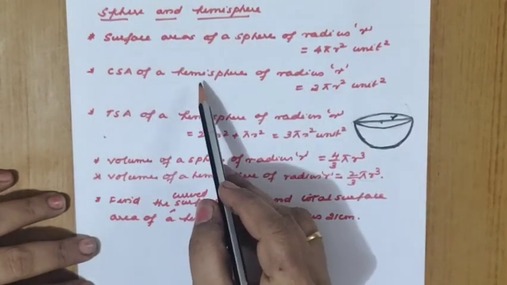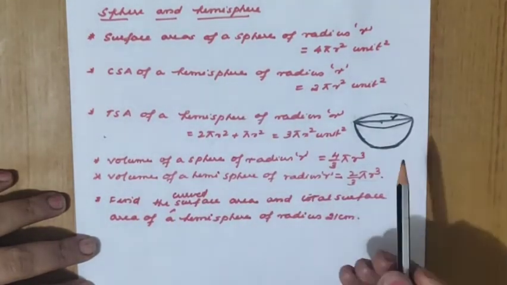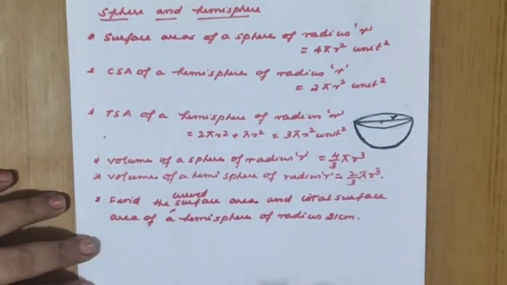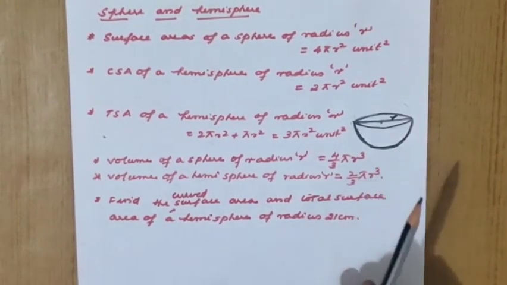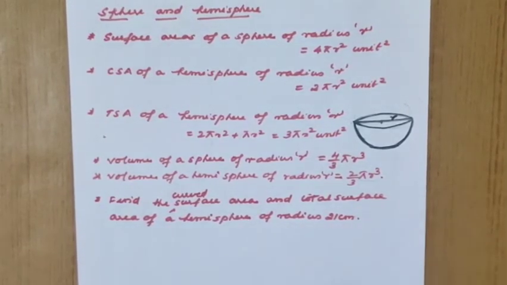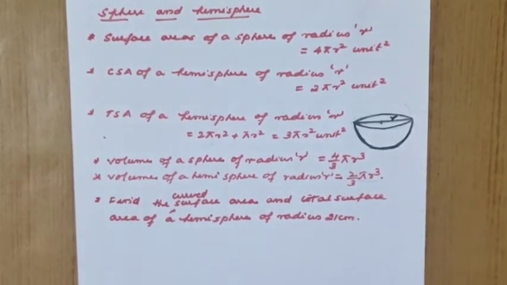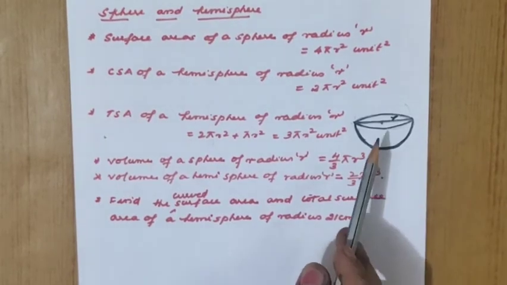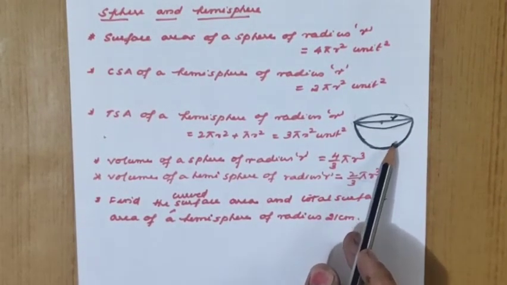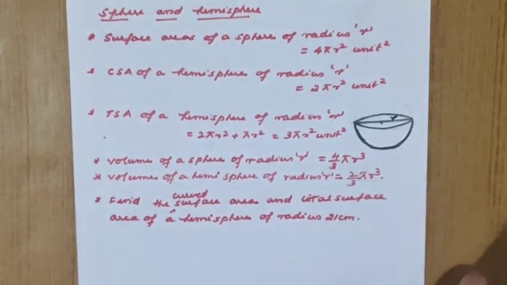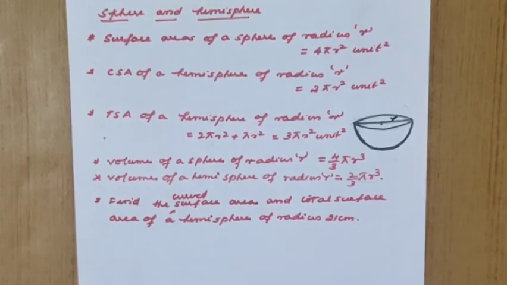Now, curved surface area of the hemisphere, how will we get it? If we cut a plane through the center of the sphere, it is divided into two equal parts. One of the parts is called a hemisphere. Both are hemispheres only. A sphere is a three dimensional figure, a solid, so when divided into two we get a hemisphere. For example, if you cut a lemon into two halves, each is an example of a hemisphere.